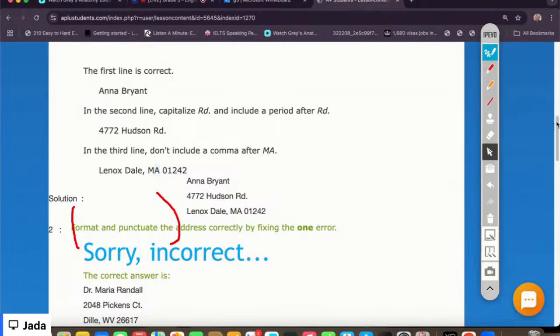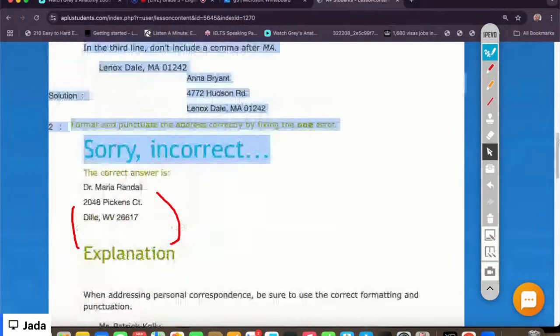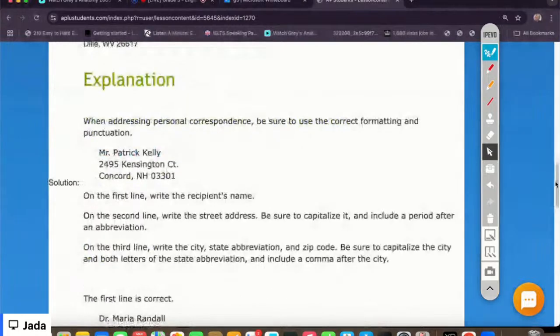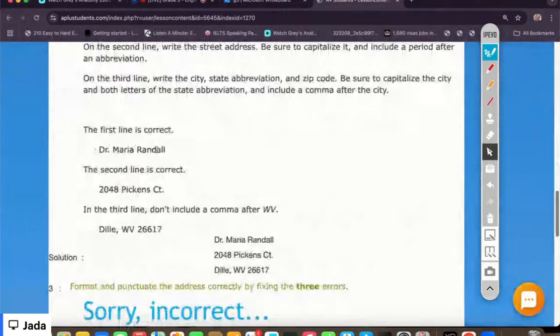Okay, let's look at the second one. Format and punctuate the address correctly by fixing just one error. So what's the error here? The first line, Dr. Maria, is correct. The second line is also correct because there's a period after the abbreviation. In the third line, don't include a comma after the WV. After this, you do not include a comma. You put a comma after the city.